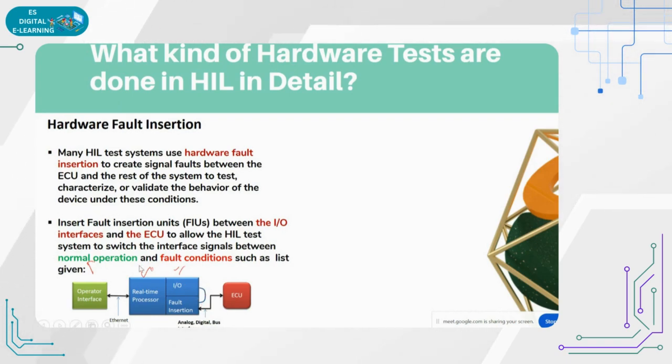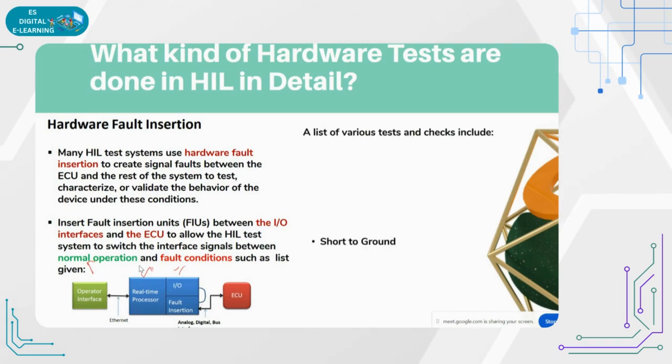So with the help of the fault injection, we are able to do short to battery, short to ground, and we need to see how the ECU system is changing whenever we are creating the faults on the hardware level. Okay. So what is the list of hardware tests we'll do?